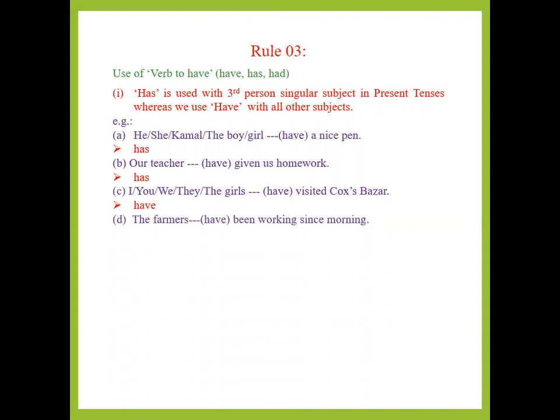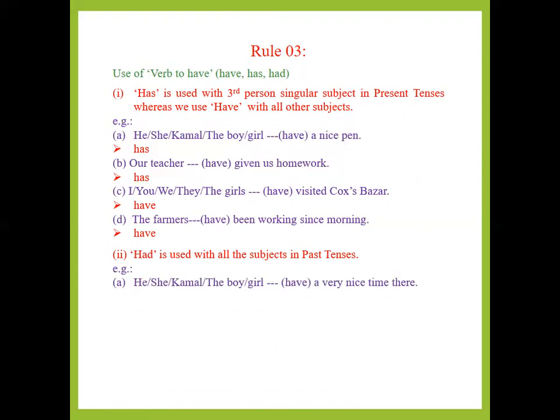The farmers have been working since morning. Here the subject part is the farmers, and the head word is farmers. That's why it is plural. So the verb is have. Number 2, had is used with all the subjects in past tenses. For example, he, she, Kamal, the boy, girl have a very nice time there. The answer is had because it indicates past action. Both of them have left the place before I went there.